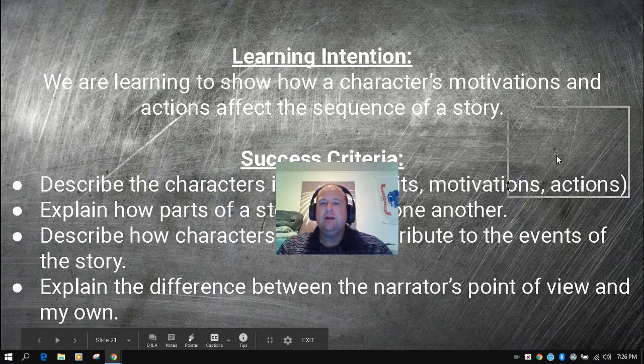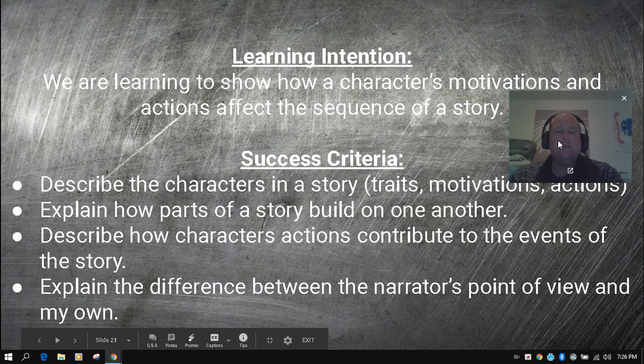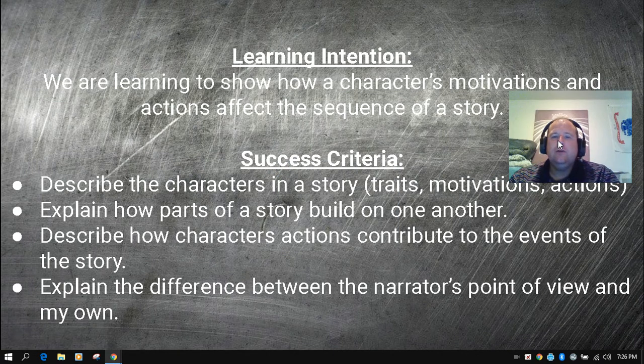If you'll follow along, I'm going to read our intention and our criteria today to be successful. We are learning to show how a character's motivations and actions affect the sequence of a story. Let's pause just for a second. What are some things in that statement that we already do know?